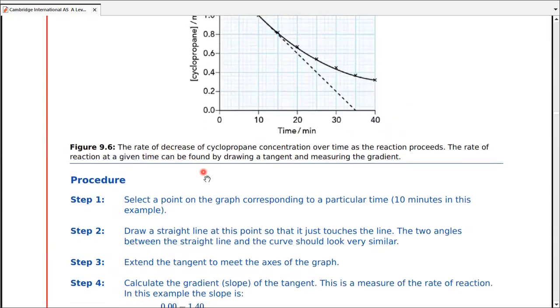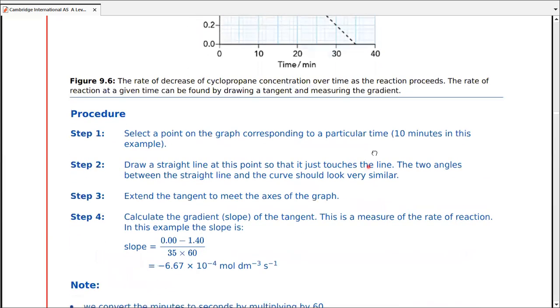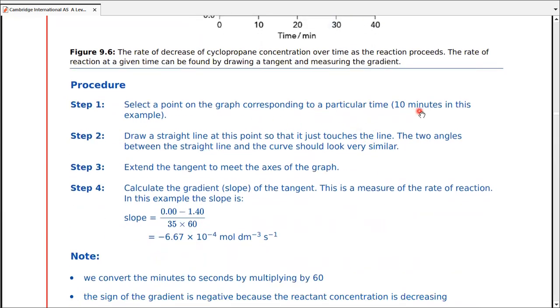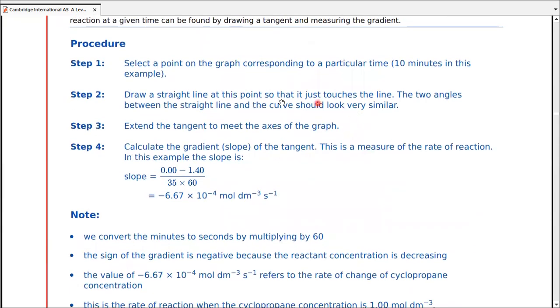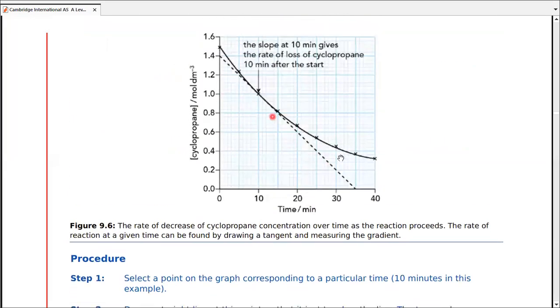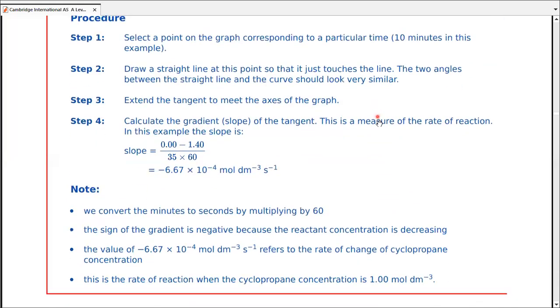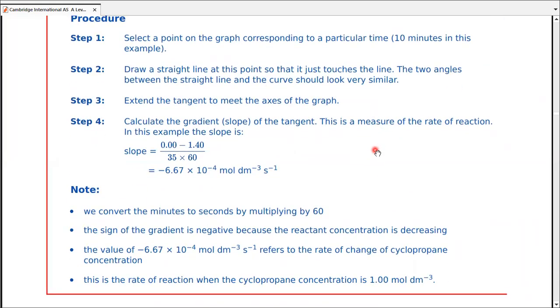So the rate of reaction at a given time can be found by drawing a tangent and measuring the gradient. Select the point on the graph corresponding to a particular time, 10 minutes in this example. Draw a straight line at that point so that it just touches the curve. The two angles between the straight line and the curve should look very similar. I think this is a pretty easy point. Extend the tangent to meet both axes. This is actually an easier way of drawing a triangle and actually an error-free way to draw a triangle too.